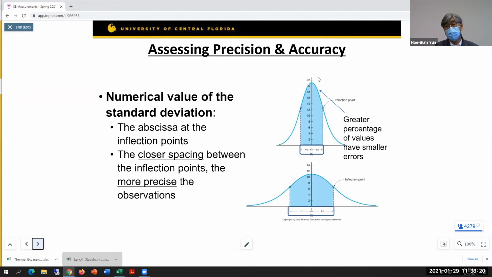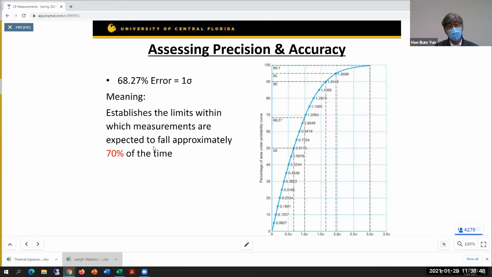When you have the sharper distribution, the area of this shaded region is the same. So when you have high precision measurements, you will have a greater value on the y-axis. Then why do we care about standard deviation?